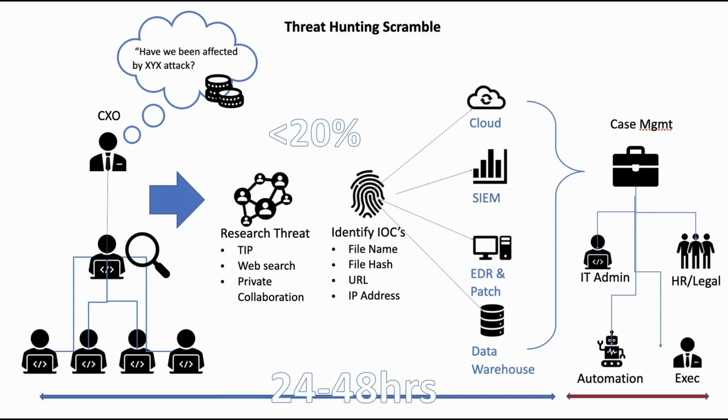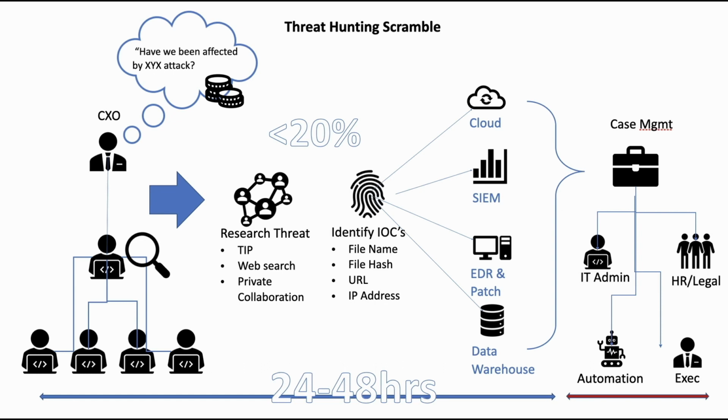Now let's look at what threat hunting scramble is. On this slide, we'll understand the exact steps that are taken in organizations when there is a lurking security threat. Remember, there was a vulnerability called Log4Shell, which had affected thousands of products which were using the Java logging library, which was used for logging.